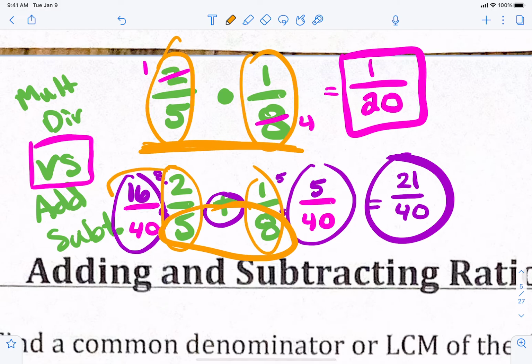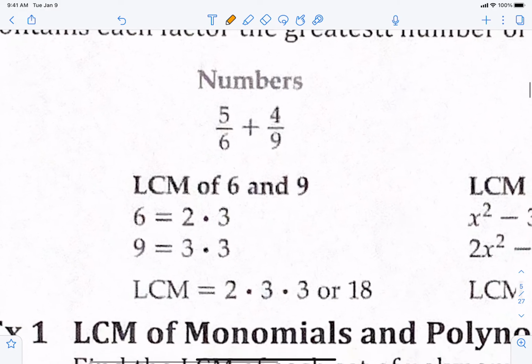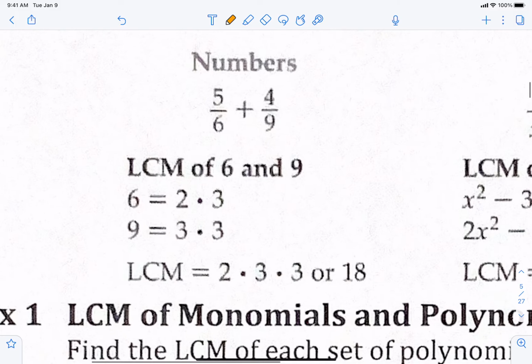And then all you do is add the 16 and the 5. But what happens to the bottom? It stays 40. It does not become 80. So keep that in mind. You do not change that to 80. So 21/40, and that is all. Okay? So that same process, but now we're going to be doing X's and such.